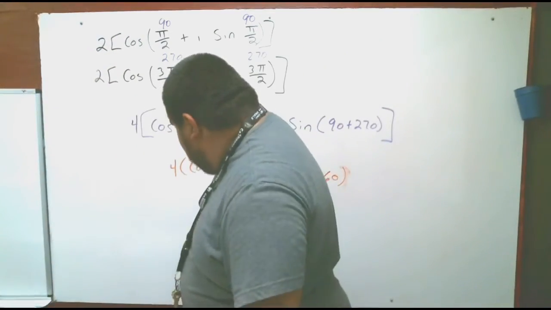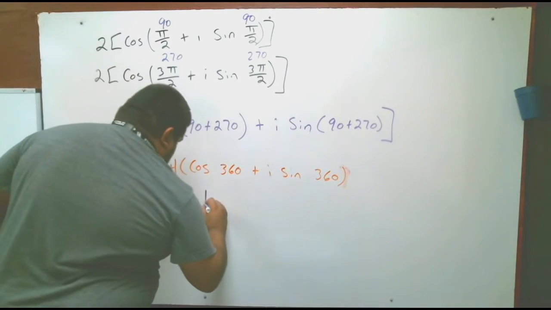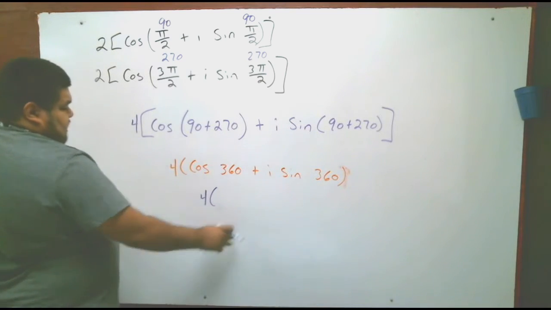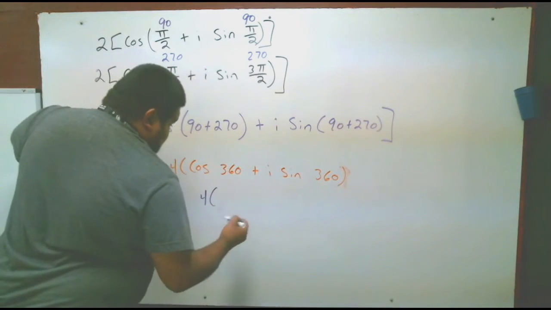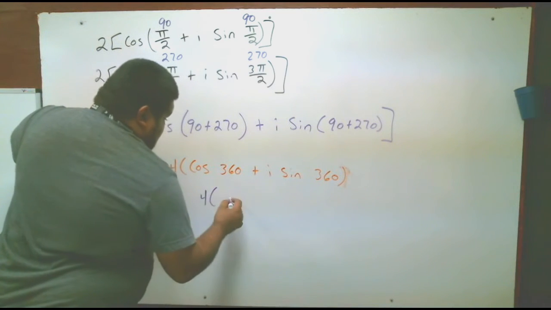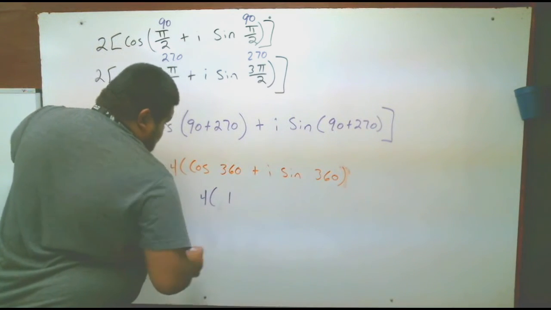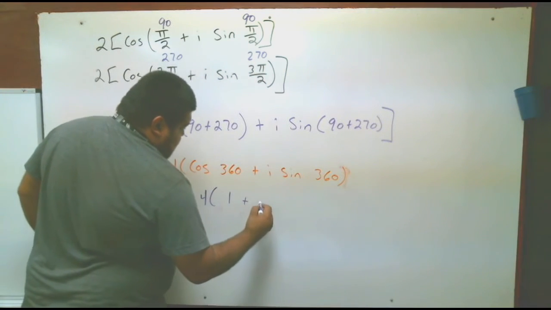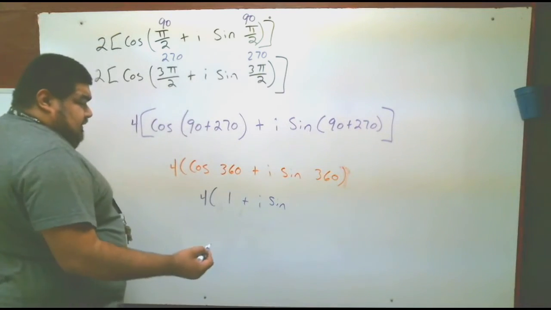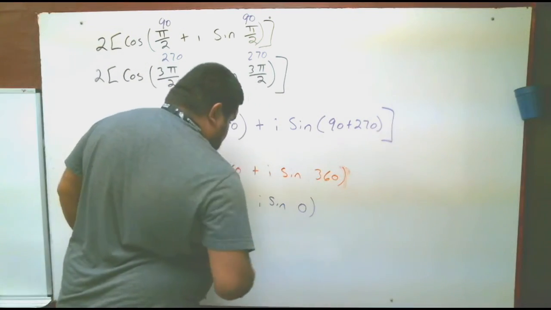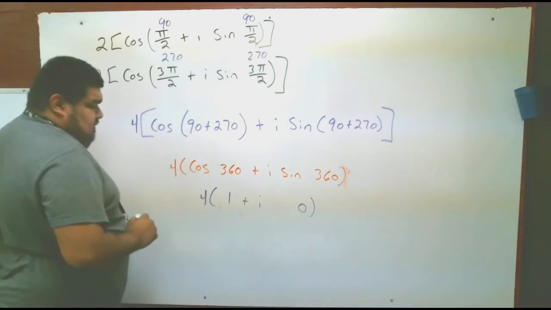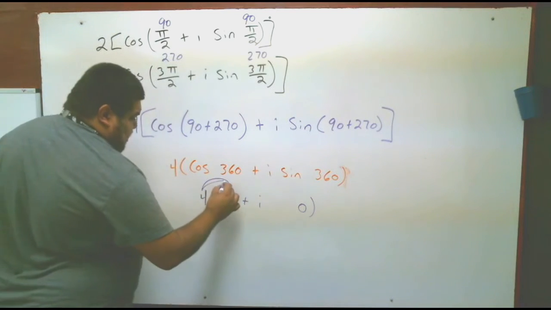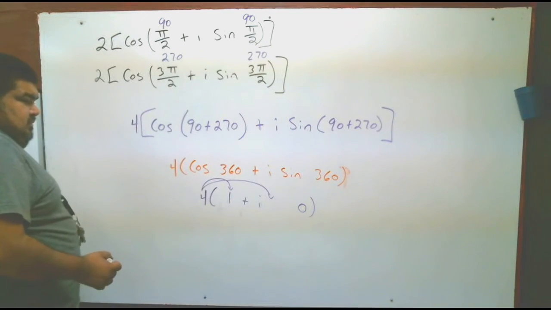So we have 4, and then we no longer need cosine, because remember, we're going to convert it. 4 cosine of 360, we said it was 1, plus i sine of 360, which sine is 0, so technically we really don't need the sine. All we need to know is 4 times 1 and 4 times 0 i.